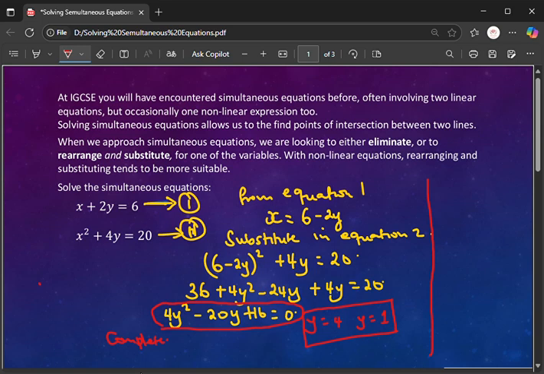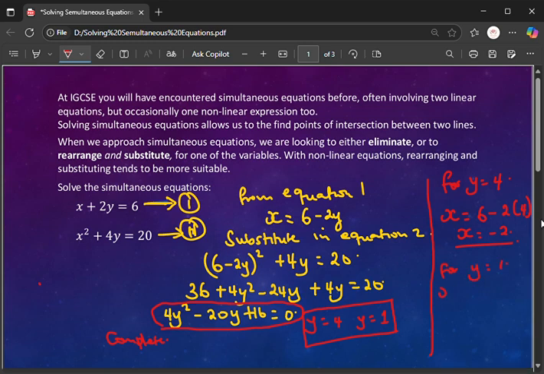After getting the value of y, we can now get the value of x. For y equals 4, x will be 6 minus 2 times 4. So in this case, x will be negative 2. And then for y equals 1, we find the value of x that corresponds to 1, and here x will be 4. So these are the values of x and the values of y.